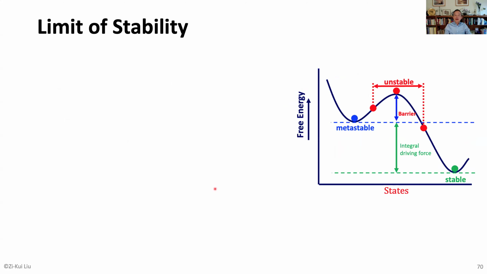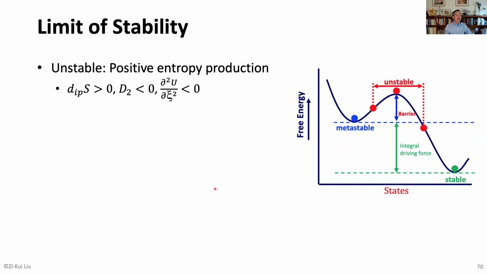Now we remember that in the combined law, we can use internal energy or other different energies. So now we want to talk about when things are unstable. Unstable means that entropy production is positive. That means d2 is negative, that is, the second derivative of internal energy with respect to the internal process is negative.